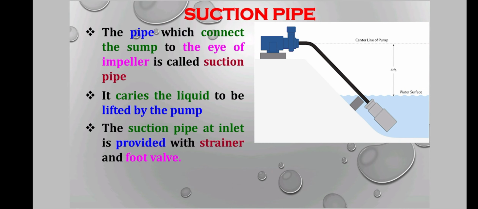Suction pipe. The pipe which connects the sump to the eye of the impeller is called the suction pipe. It carries the liquid to be lifted by the pump. In the diagram, it is shown that the water is below the pump, and by using the motor, it is sucked from the lower level to the upper level. The suction pipe at the inlet is provided with a strainer and a foot valve.